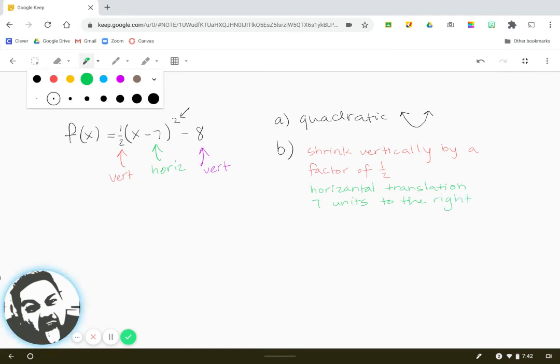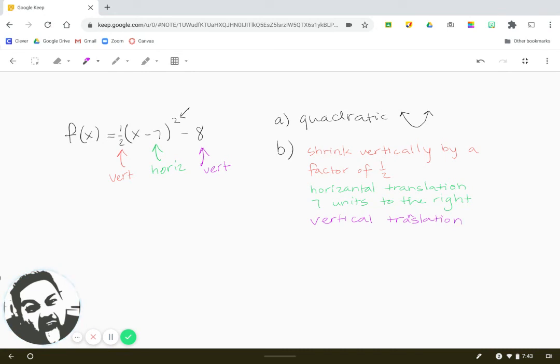And then finally, our last transformation is going to be that 8. So we're going to say that that is a vertical translation. Okay, so translation, kind of like a slide. Oh, don't forget the end. Translation, 8 units. Right, so 8 units down. And that right there is how you would answer question number 1.